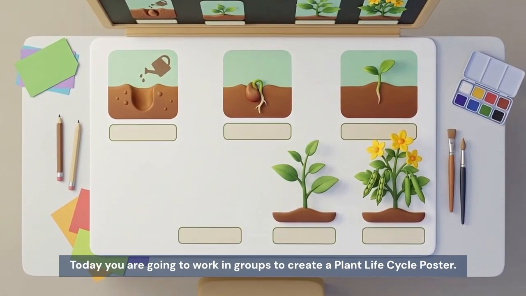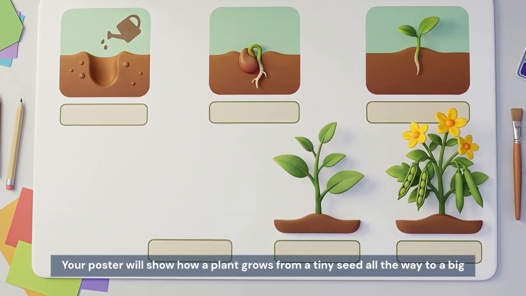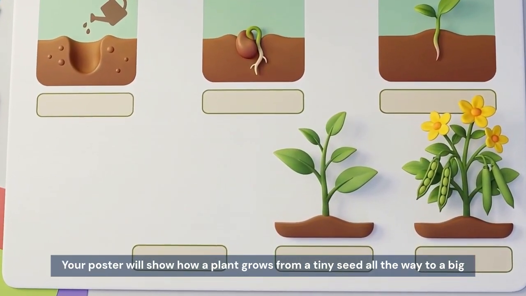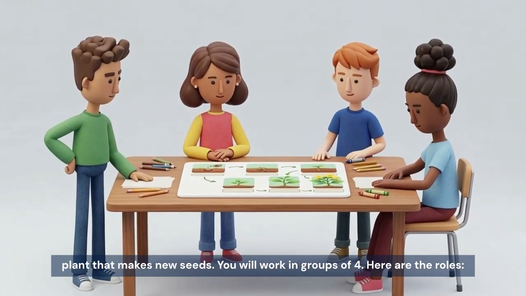Today you are going to work in groups to create a plant life cycle poster. Your poster will show how a plant grows from a tiny seed all the way to a big plant that makes new seeds. You will work in groups of 4.